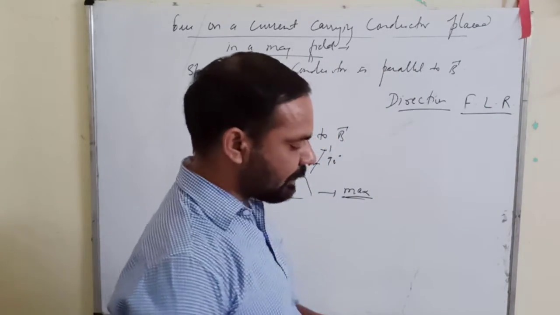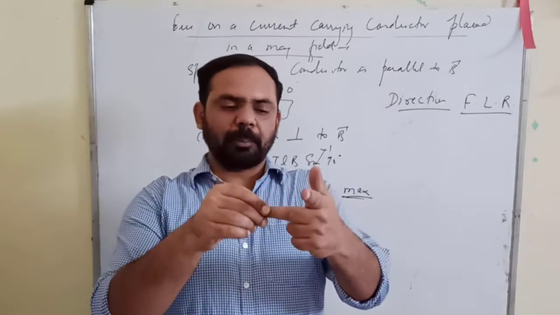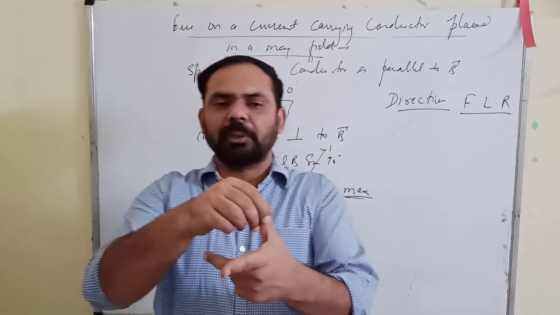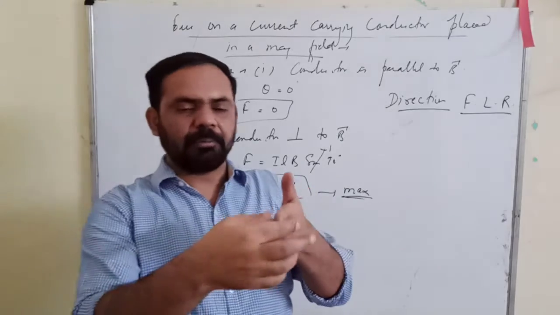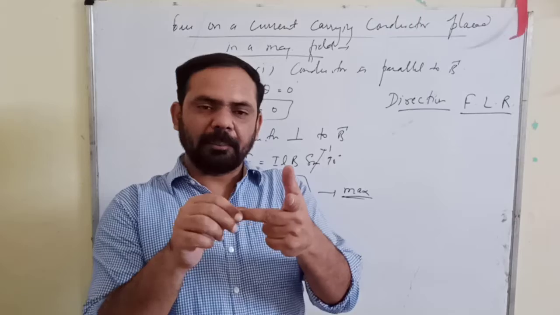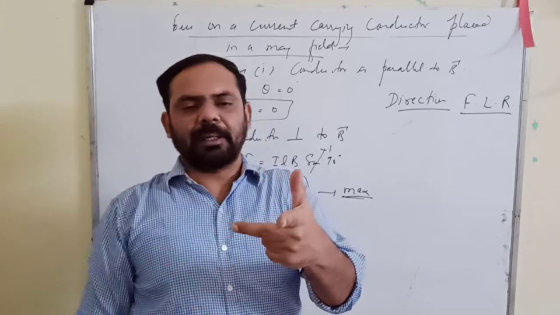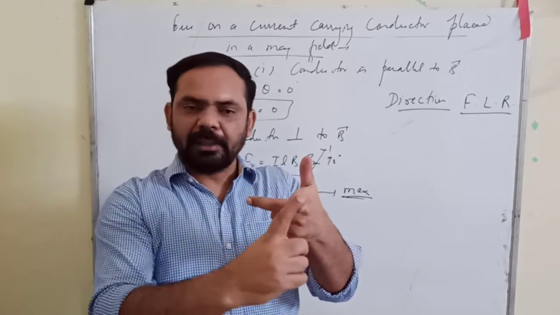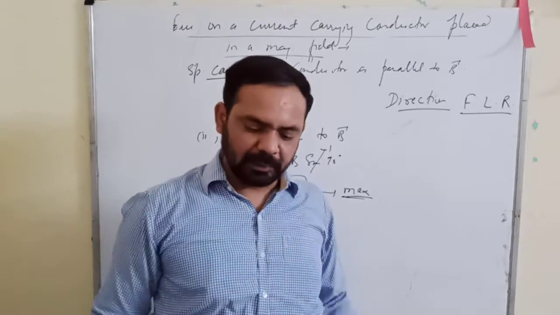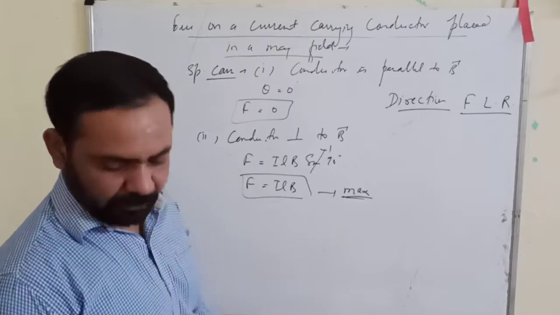Fleming's left hand rule is that if you take your left hand and you place your first finger, middle finger and the thumb in such a way that they are mutually perpendicular to each other, then your first finger represents the direction of the magnetic field, the middle finger represents the direction of current, then the thumb will represent the direction of the force. So field, current, force. Okay, field, current, force. This is the way to obtain the direction of magnetic Lorentz force acting on the conductor.